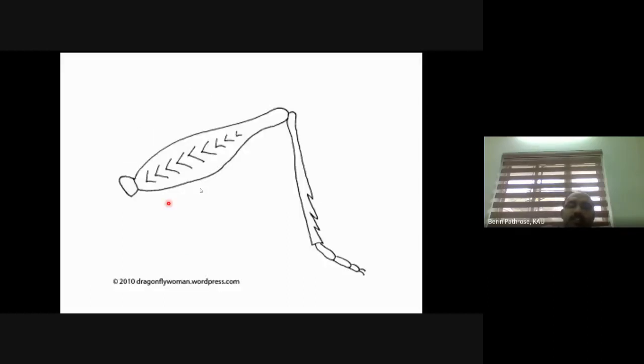So when you are drawing this picture, a slight correction is needed over here. You should draw a small trochanter over here. It should be divided. Here it's not divided. This picture is not correct. This should be coxa, and here it should have been a trochanter. And the femur is extremely enlarged. Tibia is elongate, and these are the tarsals.